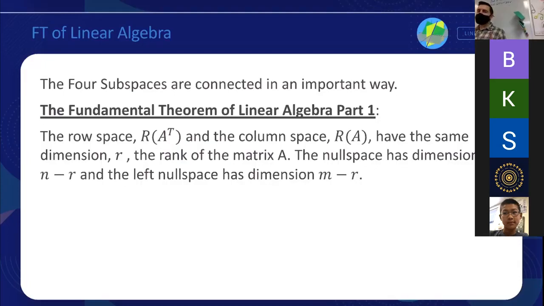It does not mean they have the same number of numbers in each vector. It means they have the same number of vectors in the basis. Okay? And whatever it is, it's the number of pivots.